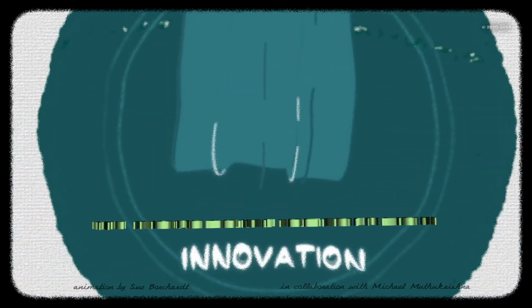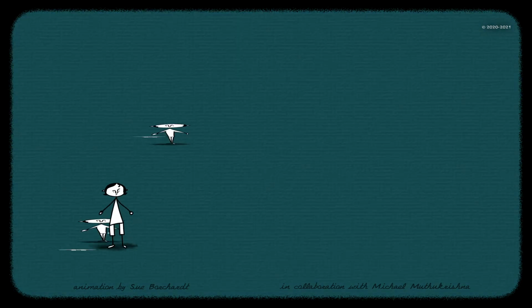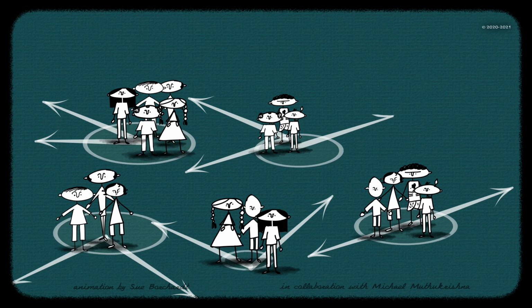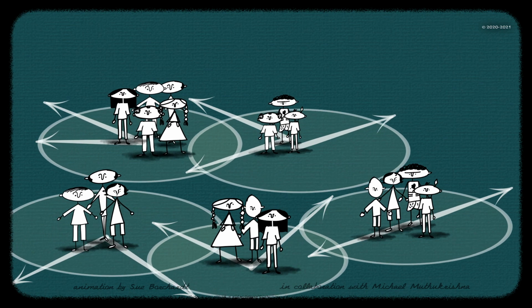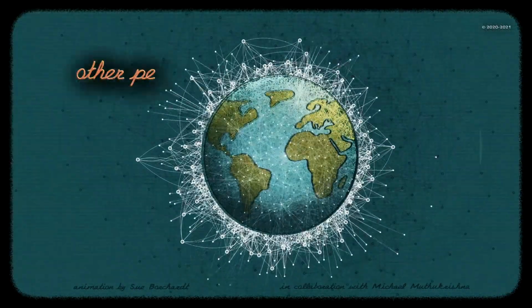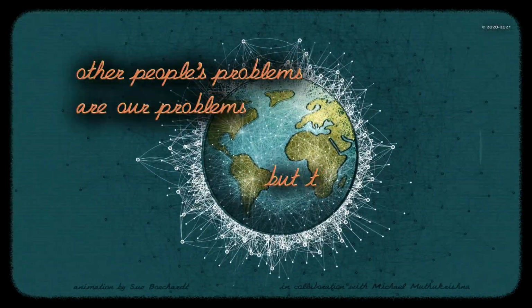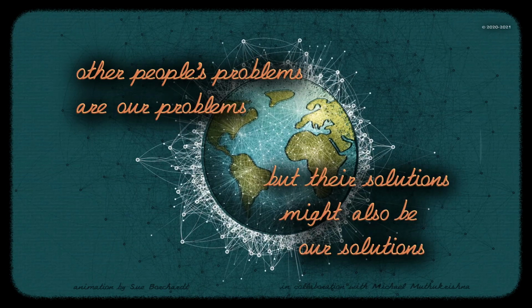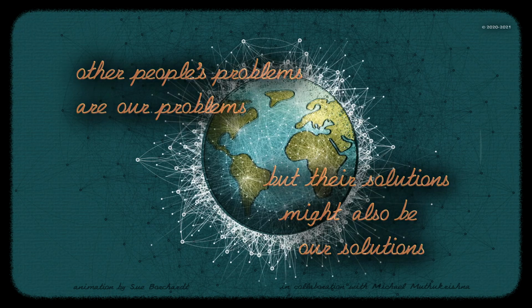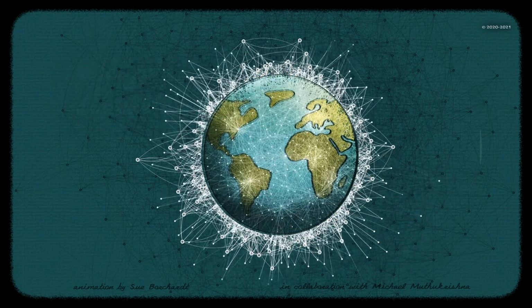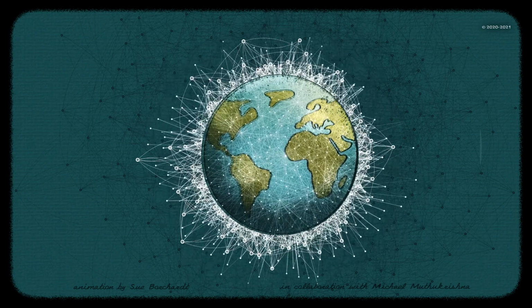What is needed during these times is not only the exploration of new possibilities. To flourish, we also need to let others in on what we're trying and what's working. Because in a hyper-connected world, other people's problems are our problems, but their solutions might also be our solutions. There are other planet-wide challenges that we know are coming but are unprepared for. For example, mass migration resulting from climate change.